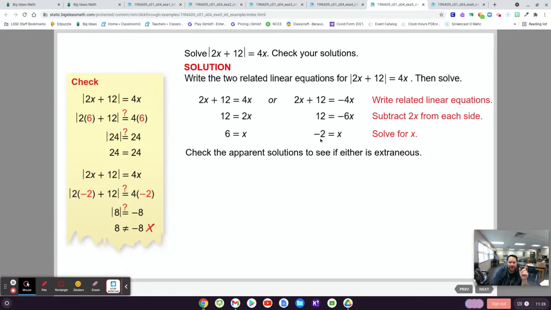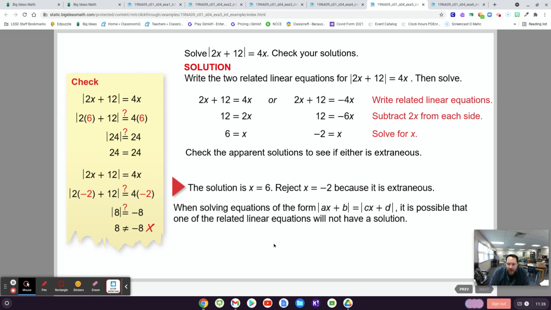Therefore, this answer, which is a solution to this equation, isn't a solution to the original equation. So the solution is only this one, x equals 6. That works. -2 does not work. It's rejected. It's called an extraneous solution. So it's super important to plug your answers back into the original one and find out if they actually work or not. Okay? The ones that don't work are called extraneous.